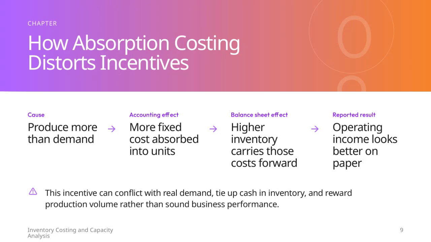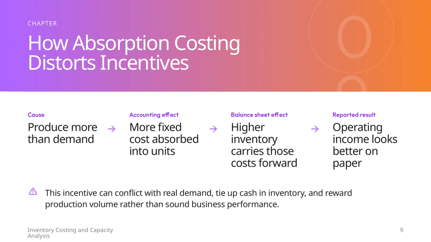Let's talk about how absorption costing can sometimes create distorted incentives for a business. The main cause here is the tendency to produce more than the actual demand. When that happens, more fixed costs get absorbed into the units produced, which is an accounting effect. This results in a balance sheet impact because those higher inventory levels carry forward those fixed costs. On paper, this makes the operating income look better than it actually is, since some costs are deferred into inventory rather than being expensed immediately.